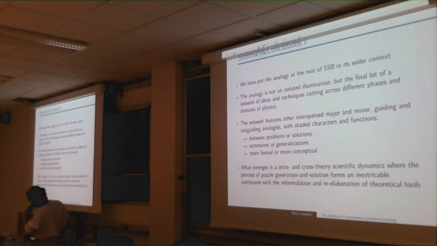I haven't talked much about this, but there are also misguiding analogies with various characteristics and functions. For example, an analogy can be between problems or solutions. So they're not only between either solution or problem, they can be extensions or generalizations. They can be more formal or more conceptual. So looser, here more conceptual, or stricter, so more one-to-one.